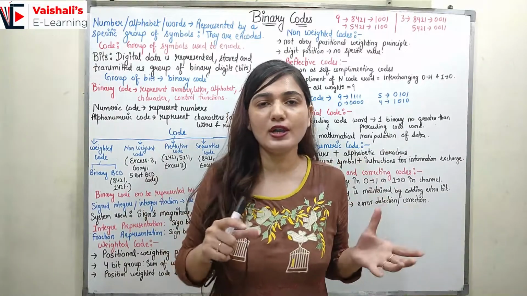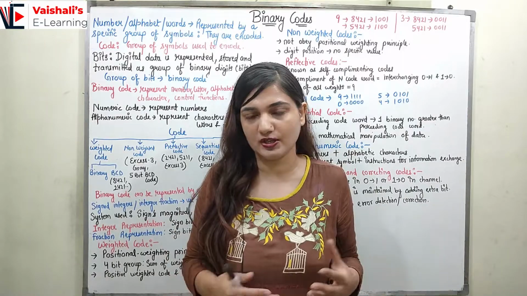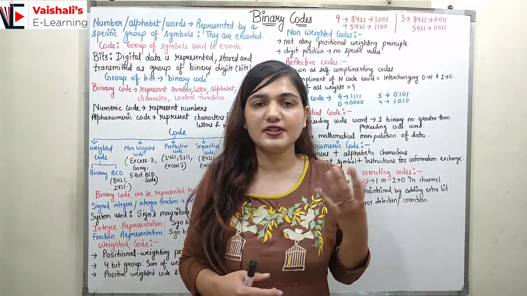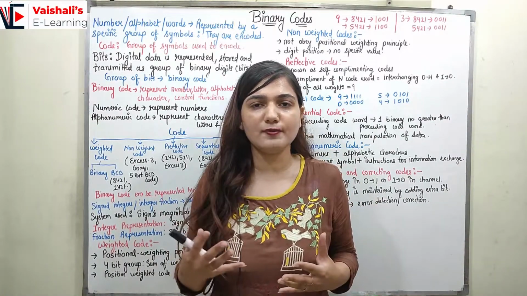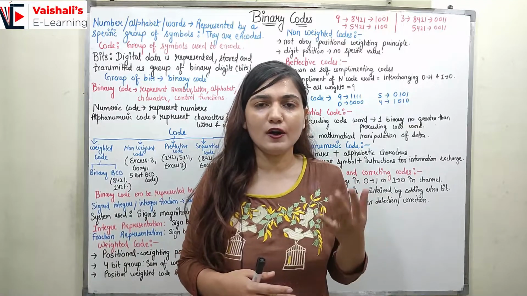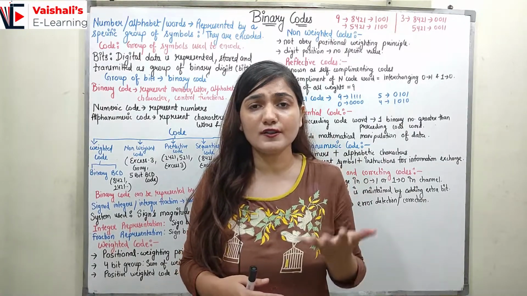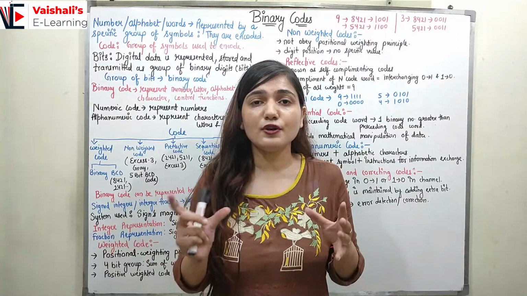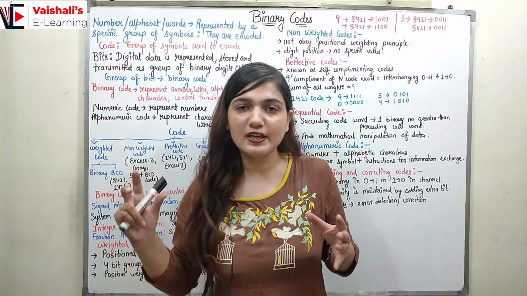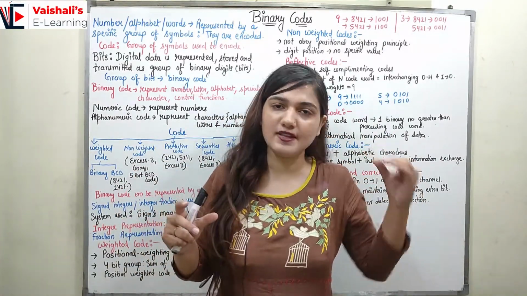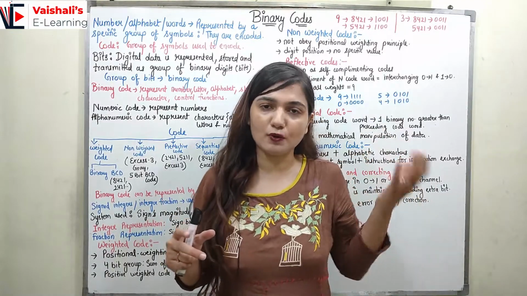Binary code is a symbolic representation of some information. Now this information can be in terms of numbers, alphanumeric symbols, some special characters or some control characters. So we are going to have the input, which is the information. We are going to convert it into symbols with the help of the codes, right?